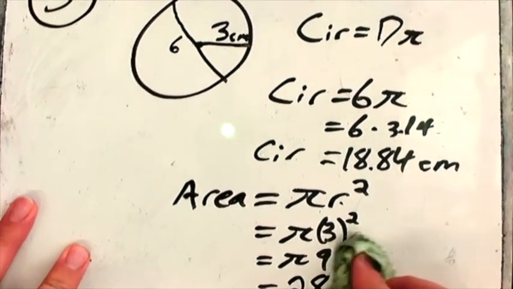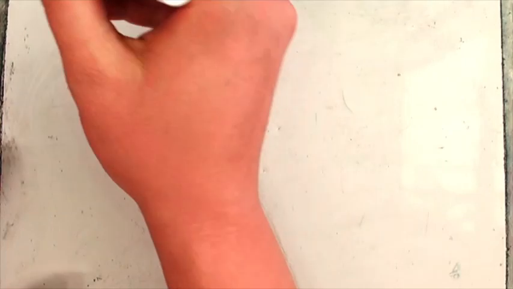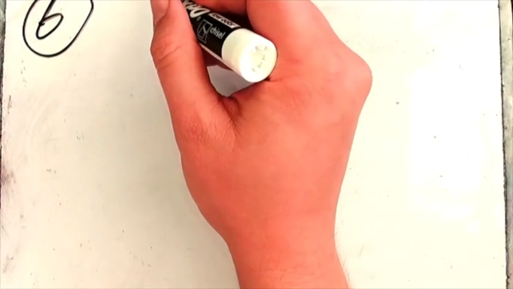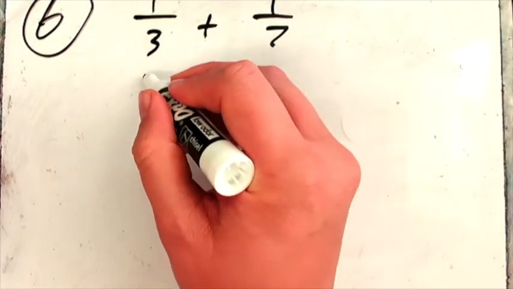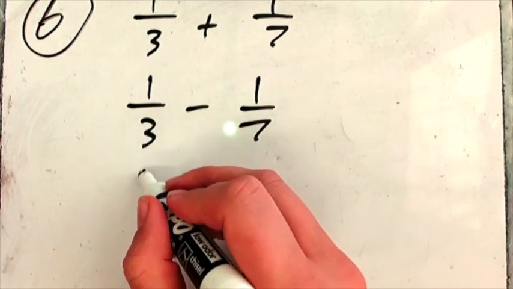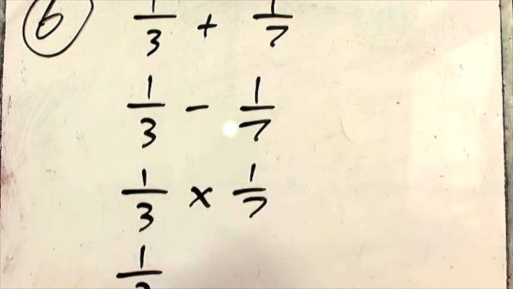Okay, so let's move over to question 6 here. Let's go to question 6. Question 6 are the standard fraction questions. So what do I mean by standard fraction questions? Well, I mean that we're going to have, let's say, 1/3 plus 1/7. We're going to have 1/3 minus 1/7. We're going to have 1/3 times 1/7 and 1/3 divide 1/7.